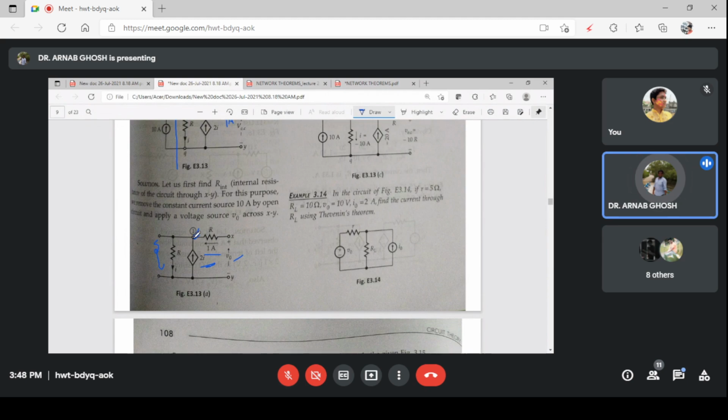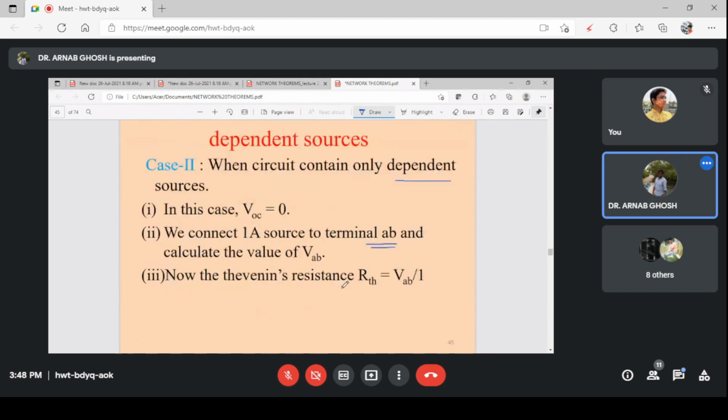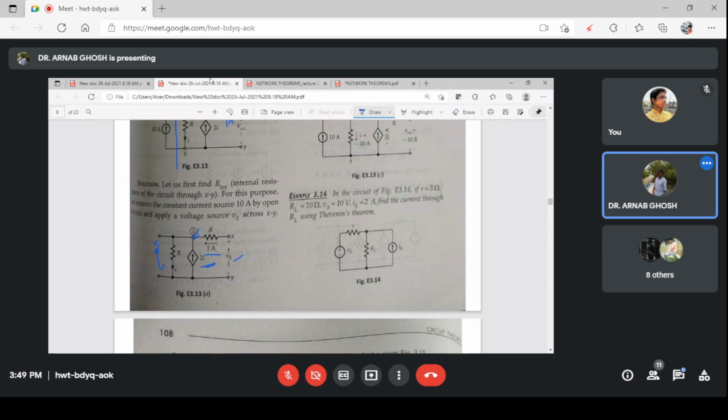So at this node, current I is leaving the node, and this 2I and 1 ampere are entering the node. Your current is 1 ampere. We have just followed the steps here. We connect 1 ampere and we calculate the value of VAB. The Thevenin's resistance will be RTH equals VAB by 1. So we have considered 1 ampere, left with only a dependent source. So we will be calculating the voltage across these terminals, VAB. So what is RTH?